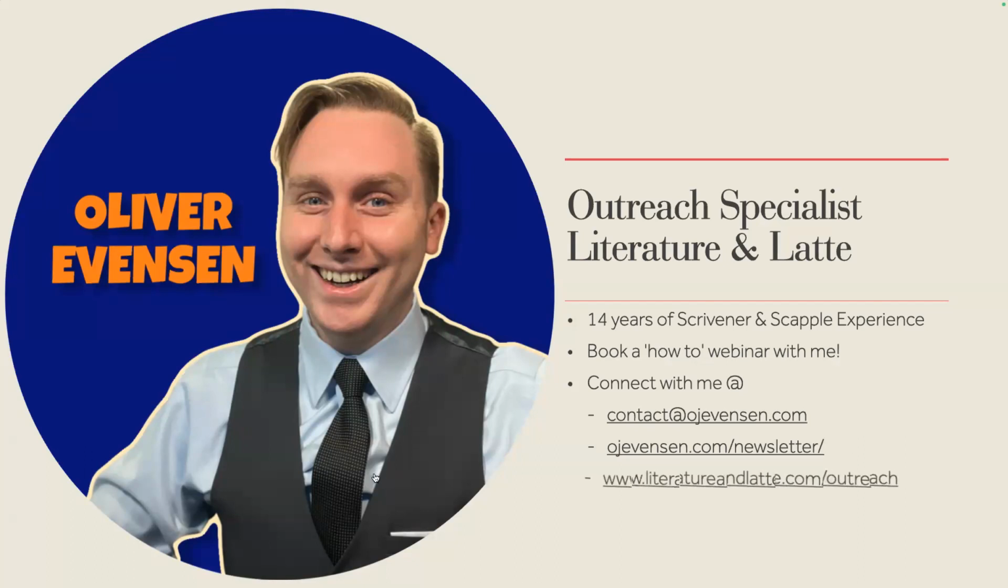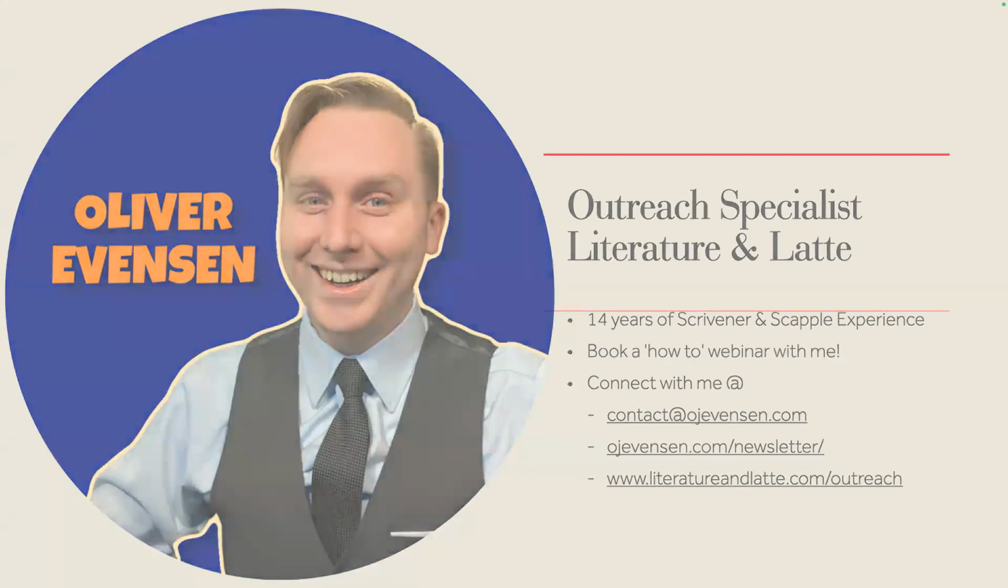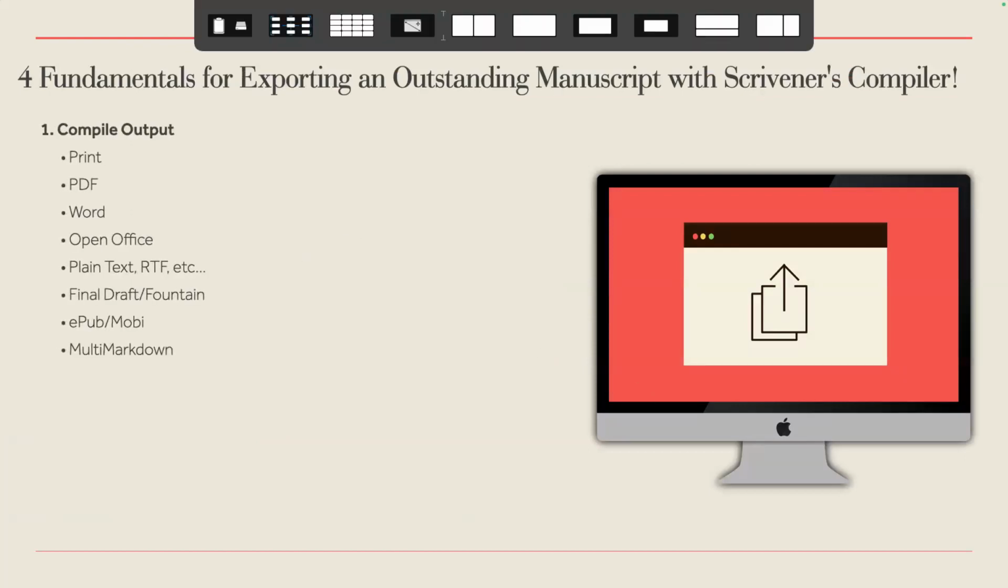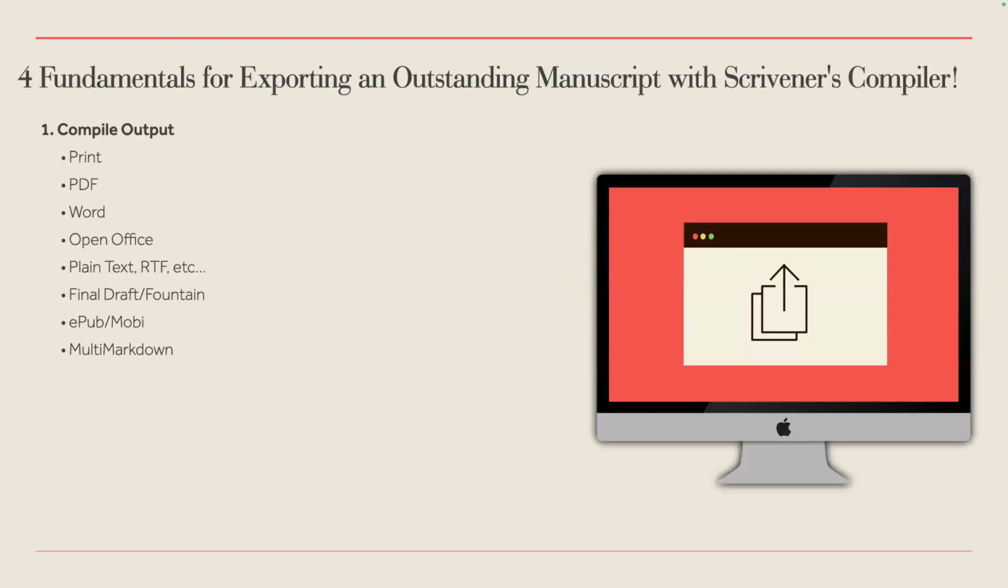So here we go. Let's dive right in and look at the 4 fundamentals for exporting a manuscript with Scrivener's compiler. First off, if you look at the compiler when you first open it, there are 4 sections to look at. We have our compile output.